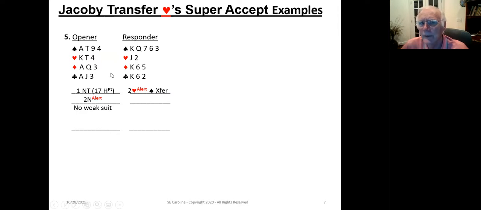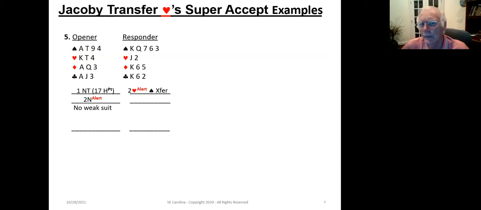The responder says the opener's got a maximum opener, 16 to 17 high card points, and he's got 4 spades. So he looks at his hand and says, I got 3, 6, 9, 11, 12. I've got 12. That gives us 27 at a minimum, and as many as 29. Okay, I've got good values.